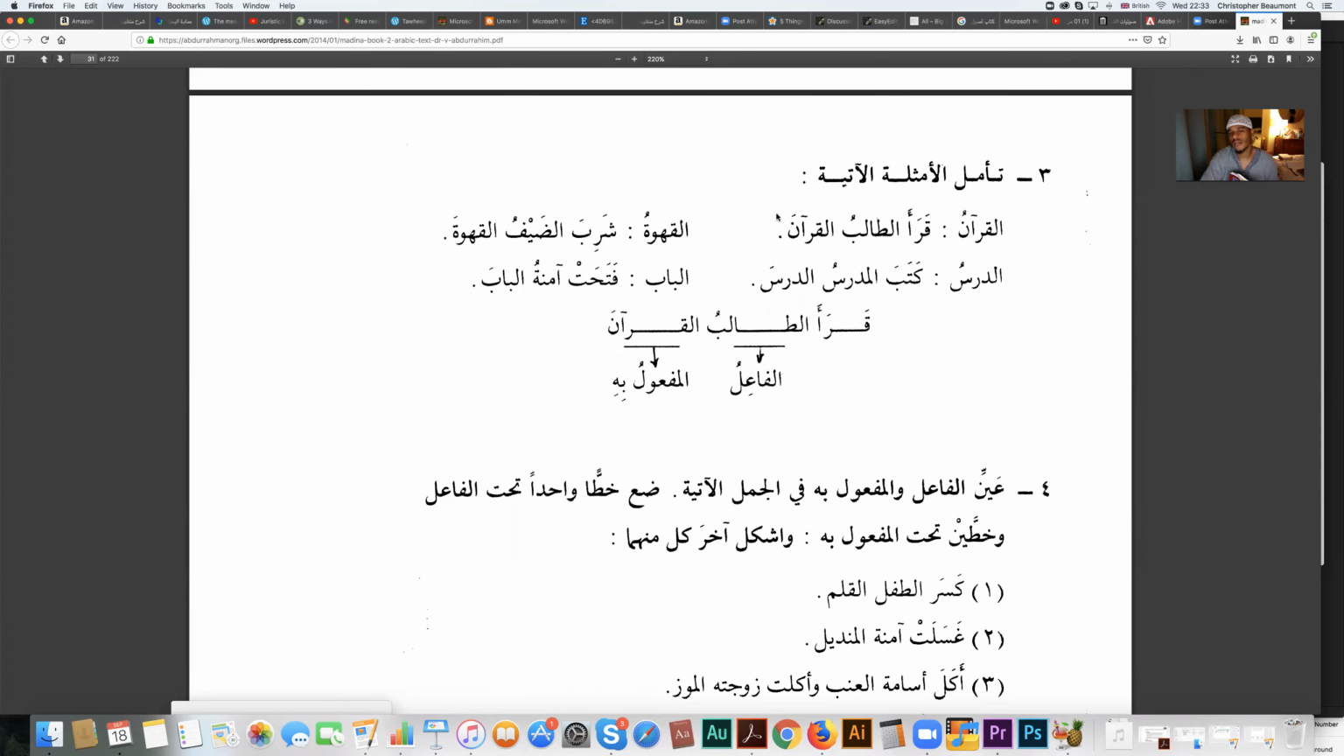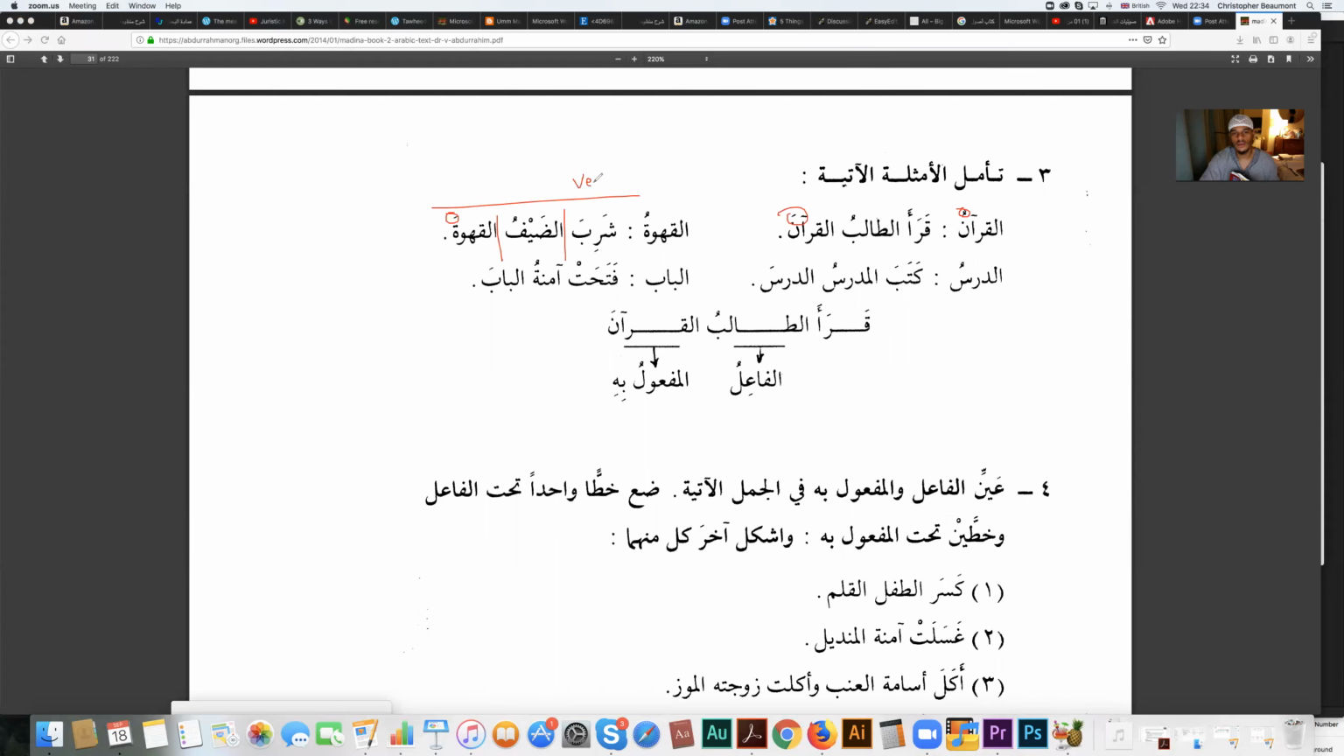Al-Qur'anu becomes Al-Qur'ana. Can you guys see? Yeah. Al-Qur'anu becomes Al-Qur'ana. Why? Because this is the original ending. Here, this has come as the object of the sentence. Qahwatu has become qahwata. Why? Because shariba al-dhayfu al-qahwata.